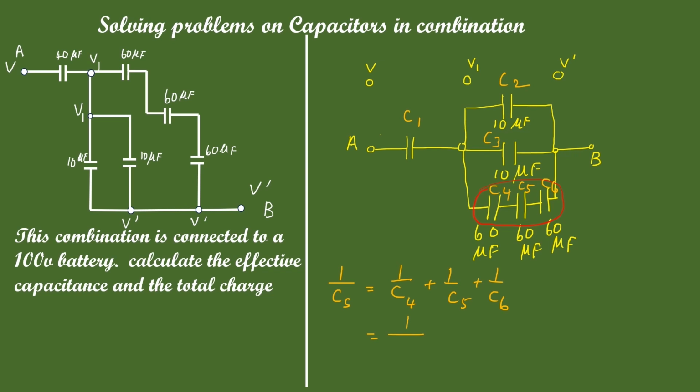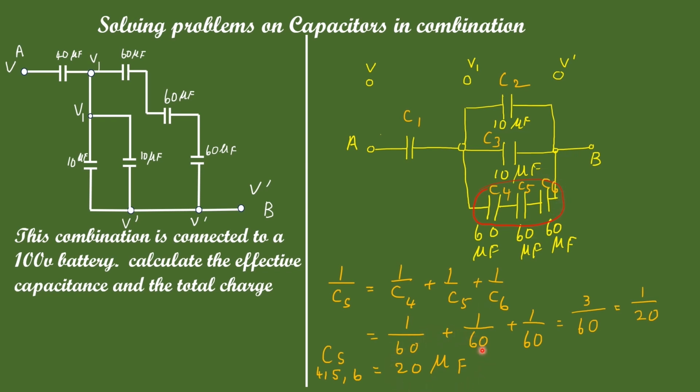Substituting, that will be equal to 1 upon 60 microfarad plus 1 upon 60 microfarad plus 1 upon 60 microfarad, which is equal to 3 upon 60 microfarad, equal to 1 by 20 microfarad. So, the effective capacitance in series for 4, 5 and 6 is equal to 20 microfarad. Now, this circuit can be redrawn by replacing capacitors 4, 5 and 6 by an equivalent capacitance of 20 microfarad.